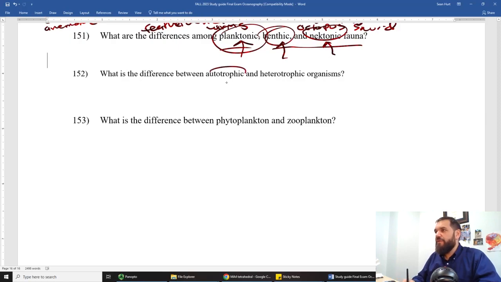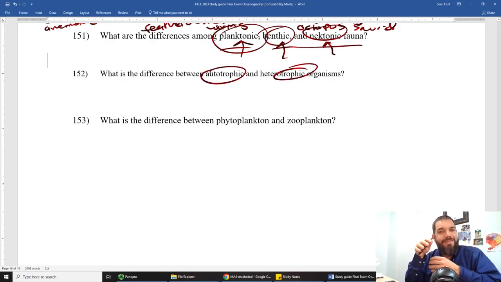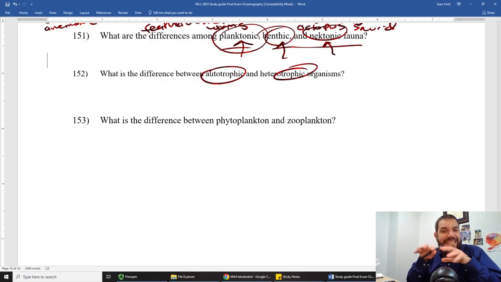All right, what's the difference between autotrophic and heterotrophic organisms? Autotrophic means self-feeding. Heterotrophic means other feeding, so feeding on other things. So heterotrophic organisms eat other things. Autotrophic organisms feed themselves. Basically they're either photosynthetic or they do chemosynthesis, which you recall is a common mode of life for creatures that live at mid-ocean ridges, right? So autotrophic organisms form the base of the food chain, and heterotrophic organisms are consumers of various kinds.